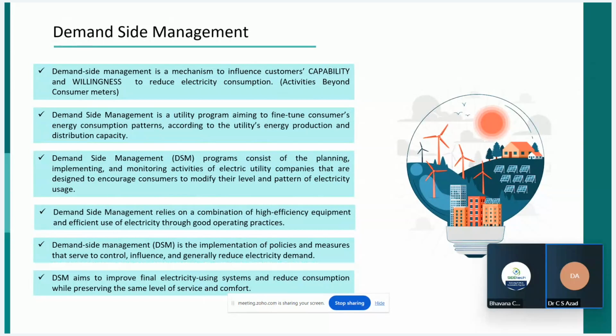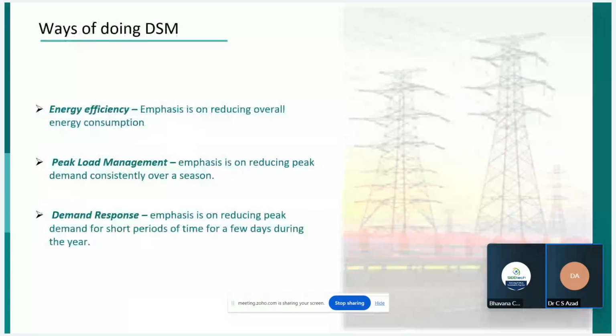Next slide. Now, the focus is on reducing the overall energy consumption. Second is peak load management to reduce the peak demand. And third is demand response, reducing the peak demand for a short period of time, for a few days in the year. That may be seasonal or throughout the year. Next.